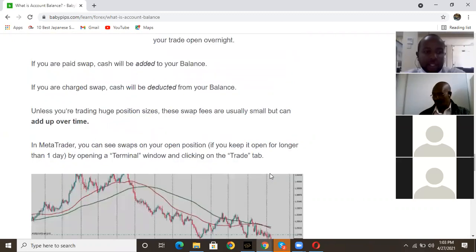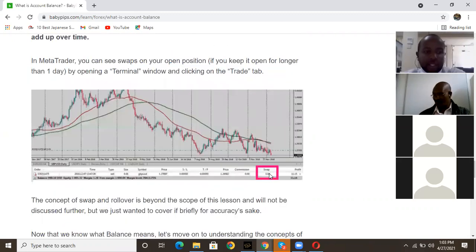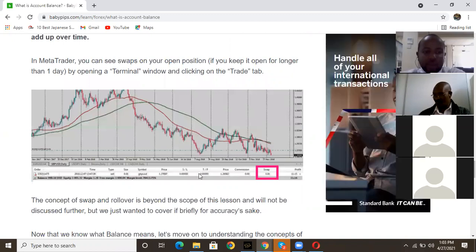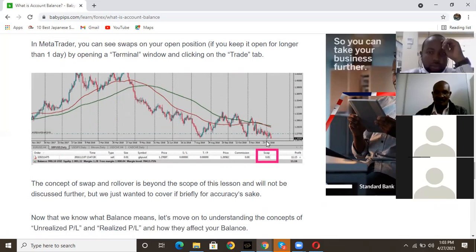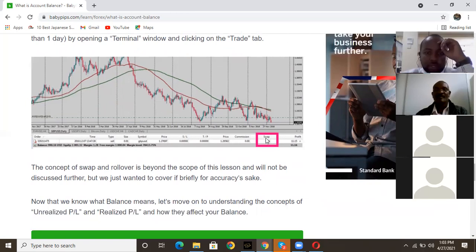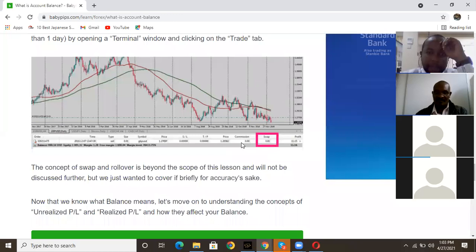So let's have a look. So this is it, 0.01. So profit, and then this is how it looks. Whatever I'll be explaining, let me save this image with me, because this is what I'll be using. One minute. So this is the swap. It's either charged or deducted from your balance.